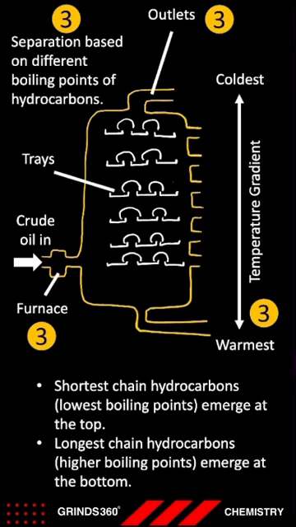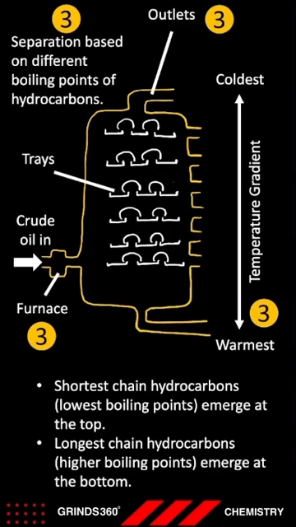Now, if you forget which way around the temperature gradient is, so hotter at the bottom, colder at the top, you just look at the positioning of the furnace. The furnace is where the crude oil is coming into the fractionating column, so that's where the column is going to be the hottest. And then as you go up, it gets colder.